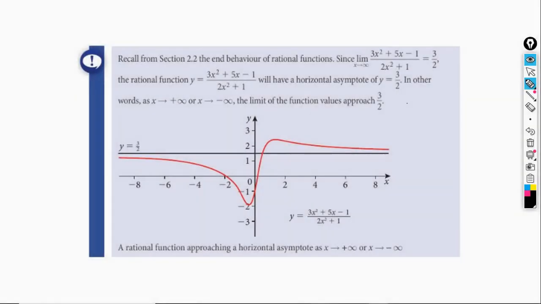So before we end this short video about limits, we're going to recall from section 2.2 the end behavior of rational functions. Since the limit as x approaches infinity of the rational function 3x squared plus 5x minus 1 over 2x squared plus 1 is equal to 3/2, then the rational function y equals 3x squared plus 5x minus 1 over 2x squared plus 1 will have a horizontal asymptote of y equals 3/2.